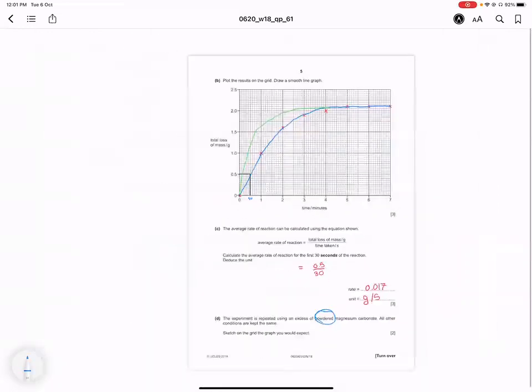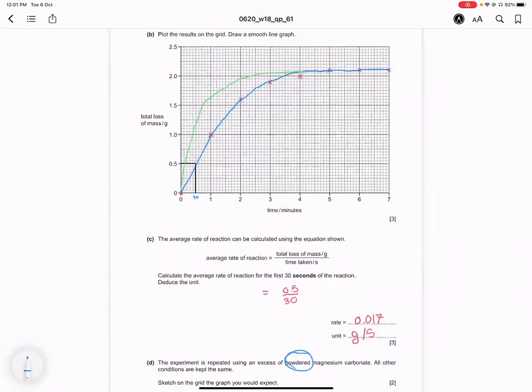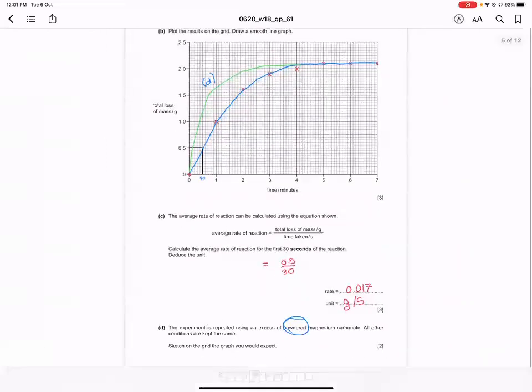That's why the graph has 2 marks. Steeper mark, finishes off at the same level mark. The graph in green is the one we're talking about. This is the one. Okay.